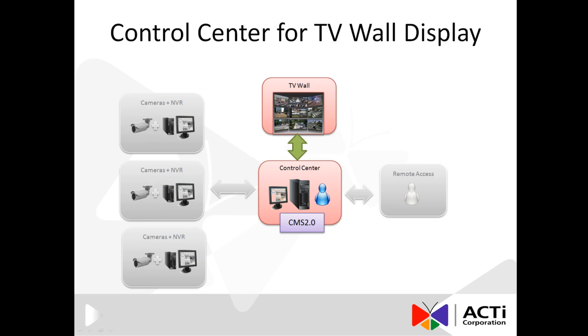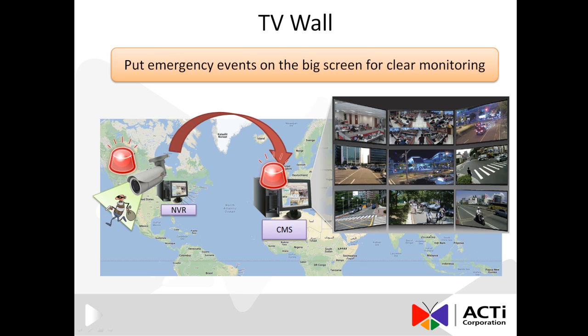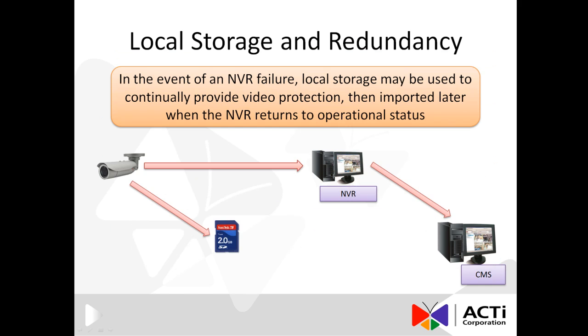The third key objective of the CMS 2.0 is the use of the TV wall. With the TV wall, an operator in the control center can relocate and focus a channel of interest quickly onto a large screen. This reduces the critical response time for any emergency that may take place. The CMS also allows users to manage and review video recorded on the local storage, in addition to viewing the same recordings on the MVR. If the MVR fails, video stored on the local storage can be imported back to the MVR when it returns to operational status, effectively creating a redundant system that provides the users with an extra layer of assurance.